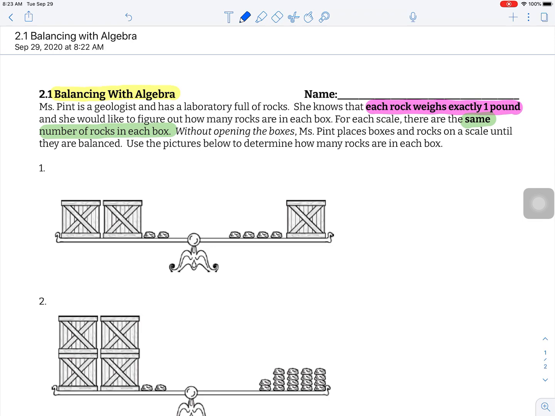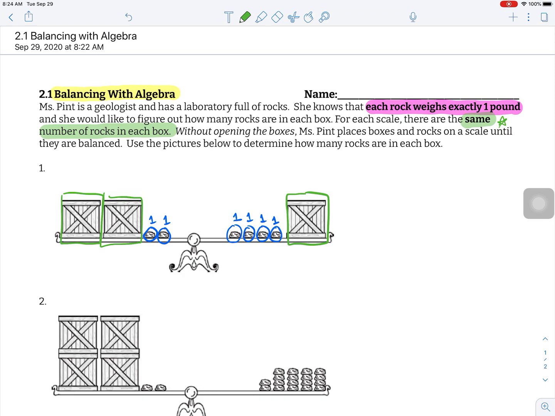Okay, so what I'm seeing here is each of these rocks has got to be equal to 1 pound. 1 pound, 1 pound, 1 pound, 1 pound. Okay, we've got 1 and 1. And the other thing that we know is that there are the same number of rocks in each box. Whatever is in this box, say it's 5 rocks, I don't know. But if there are 5 in here, then there have to be 5 in here and 5 in here.